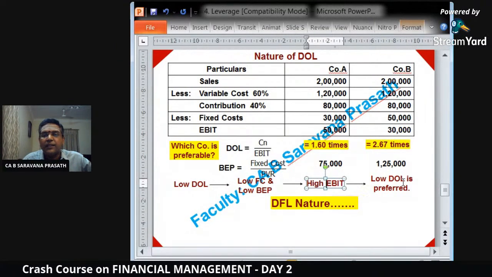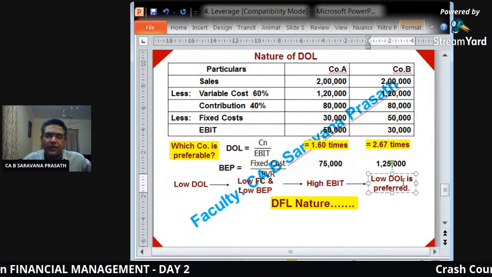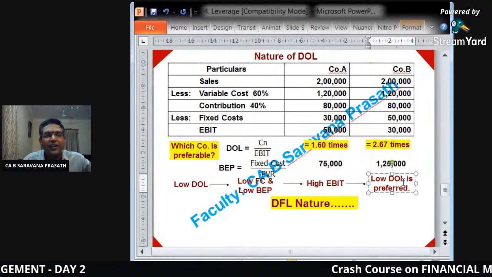High profit, therefore always low DOL is preferred.